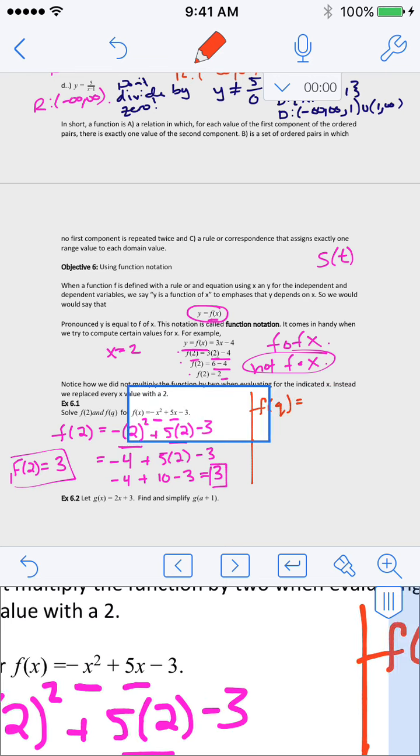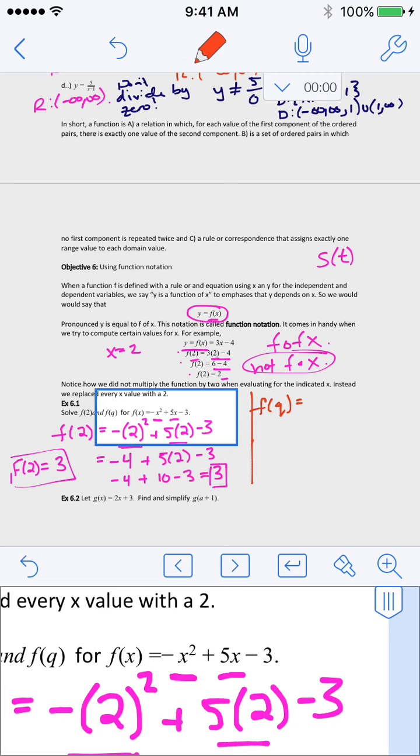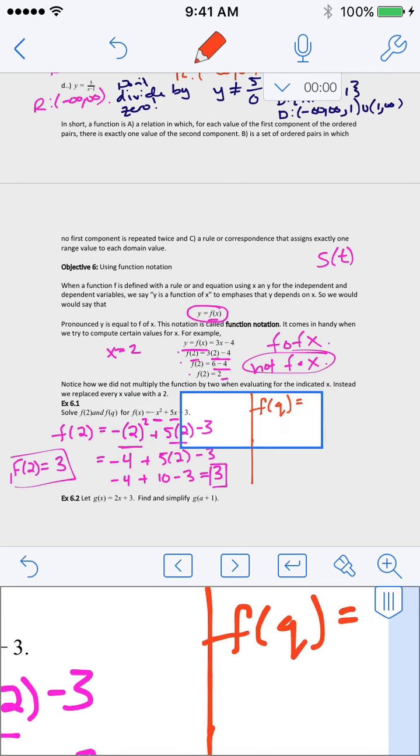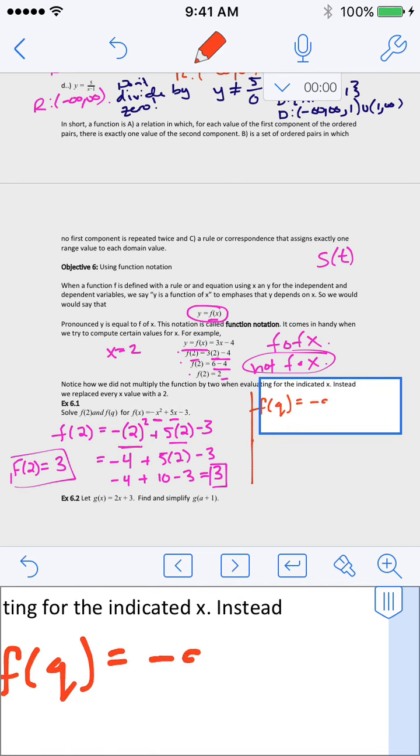F of q is the same thing as f of 2. It's the same rule. Remember, variables are just numbers we don't know yet. So if I'm saying take this f of x and make it f of q, what are you supposed to do? Well, the same thing you're supposed to do with 2, right? Take all the x's, and instead of making them 2, make them q, right? So let's make all of the x's q. Minus q squared plus 5q plus 3.